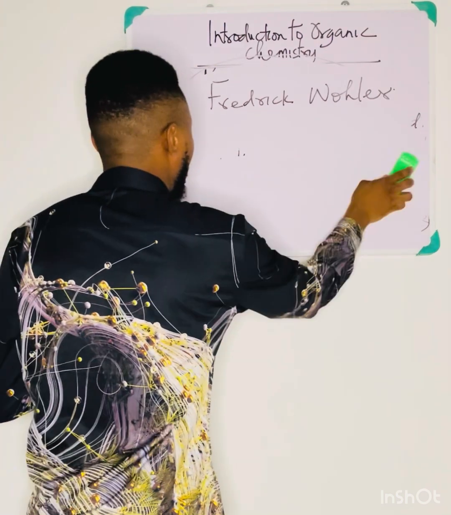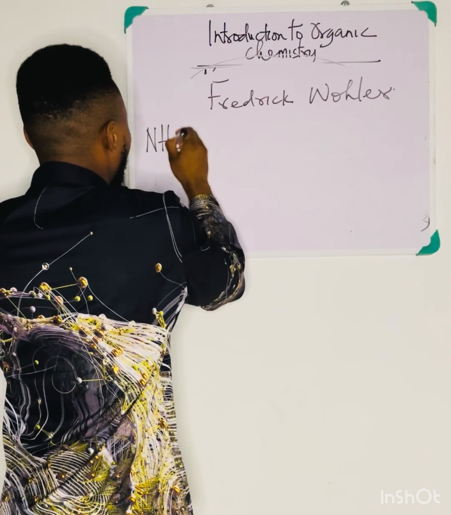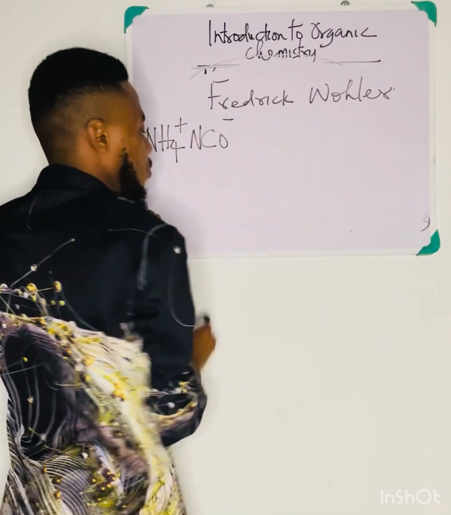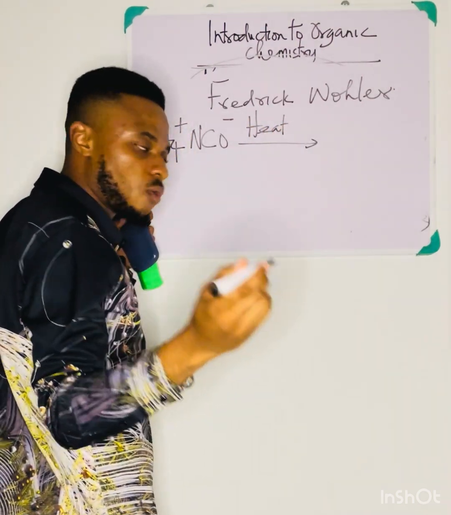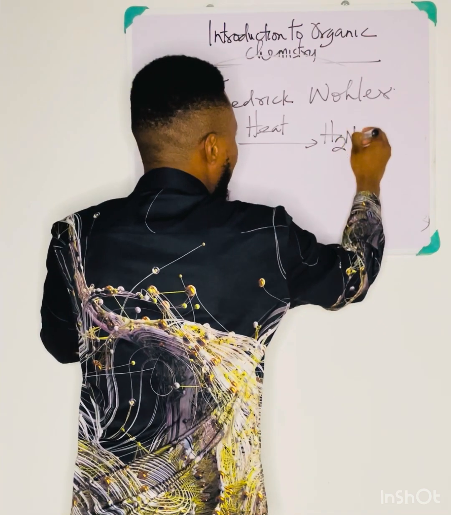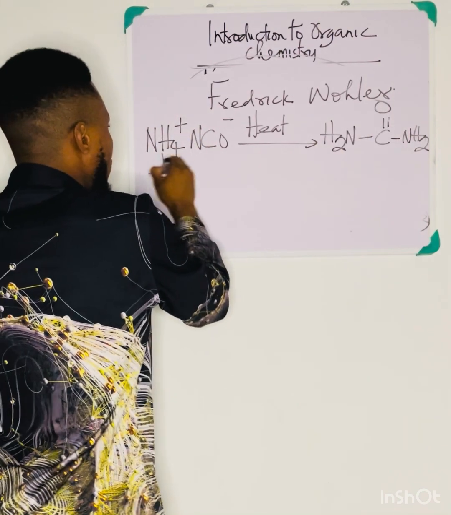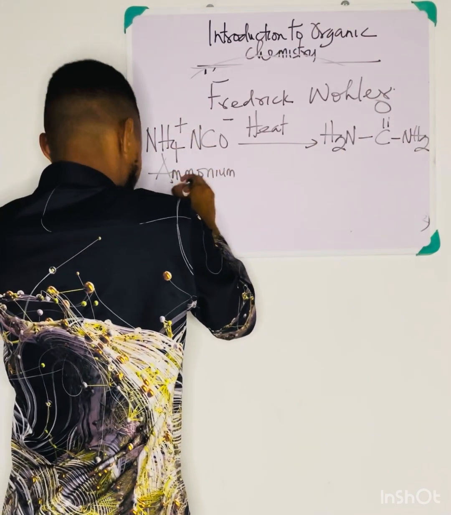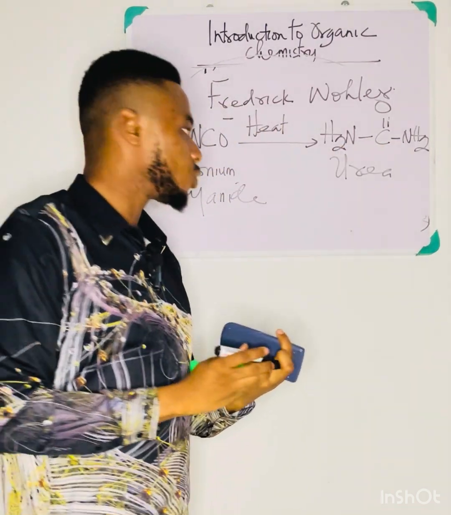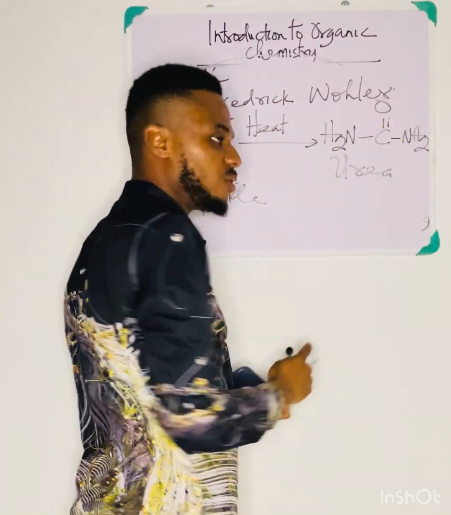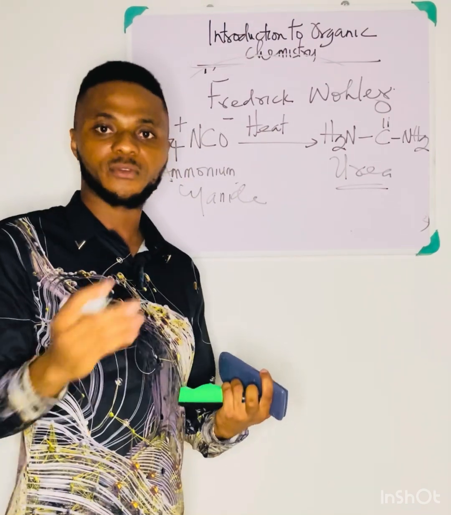All right. So ammonium cyanide has a structure, and the structure of ammonium cyanide is like this. We have NH4+ and NCO-. This is ammonium cyanide. So he applied heat, which led to the formation of urea. And urea is like this. This is the structure of urea. So this is ammonium cyanide, and this is urea. He applied heat to this, which led to the formation of this. And urea happens to be an organic compound as well because it can be gotten from animals.